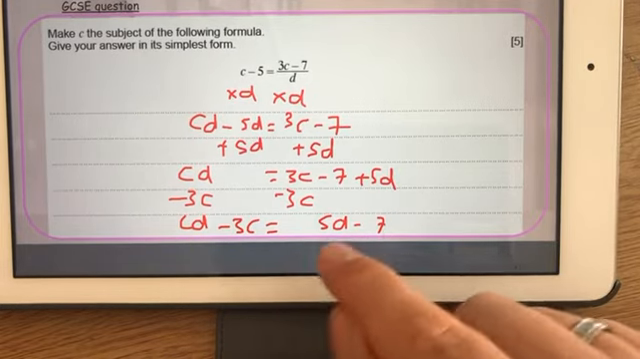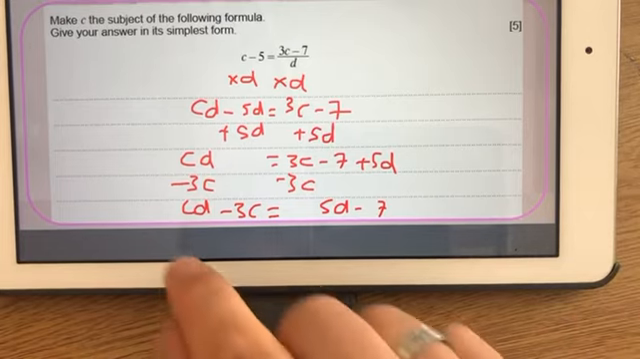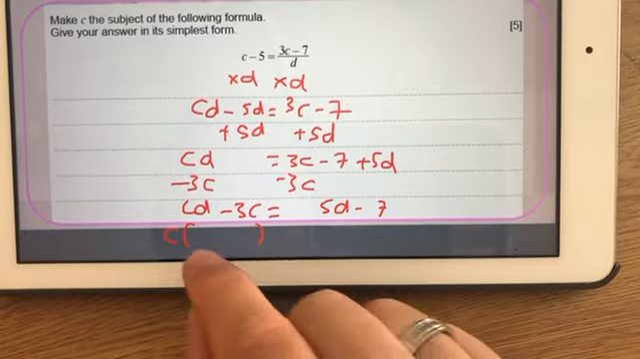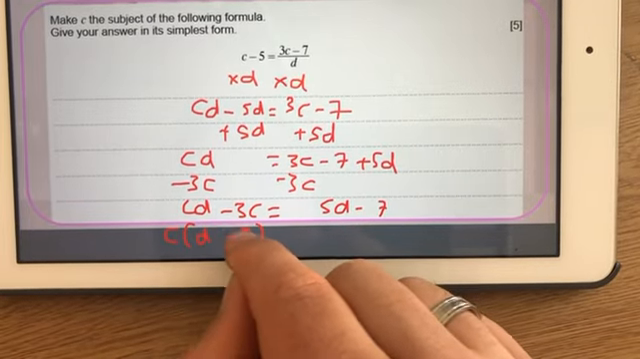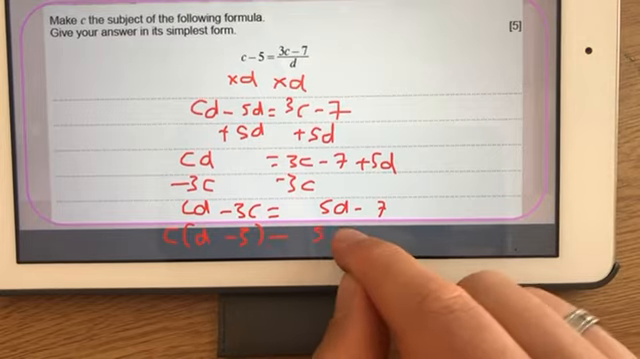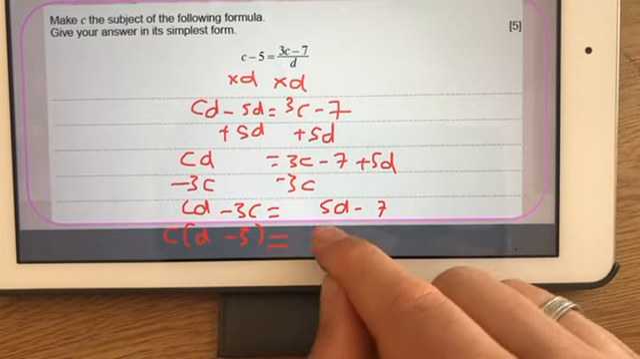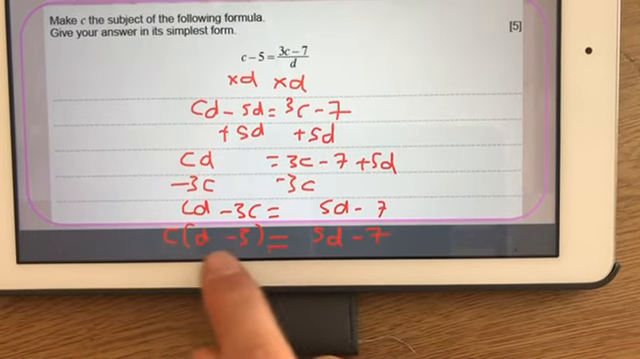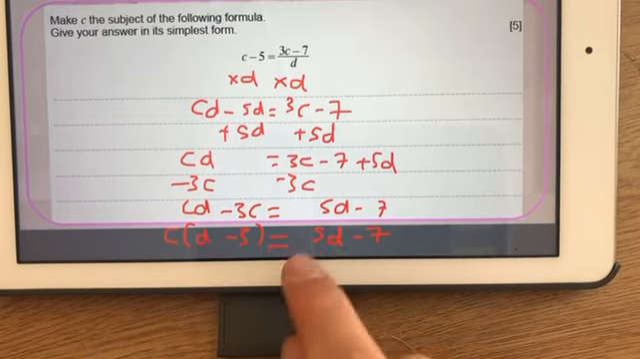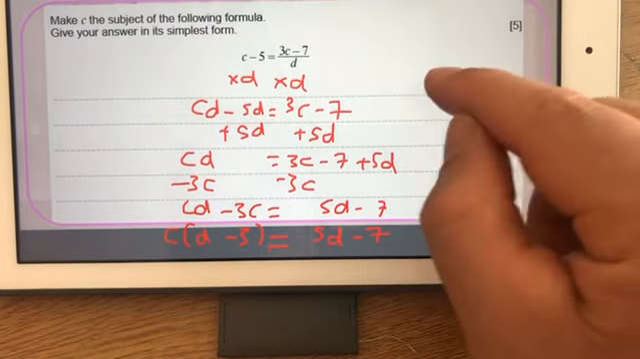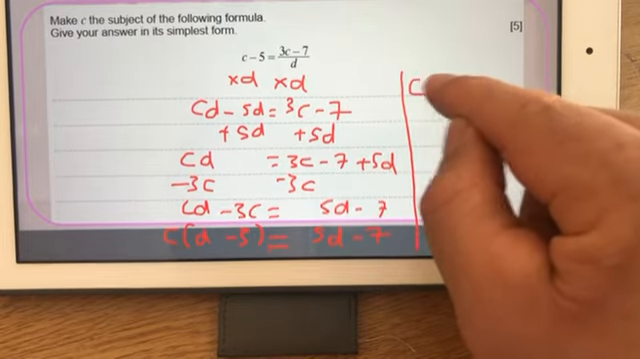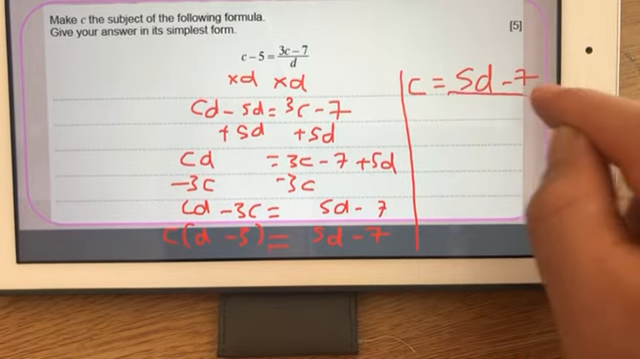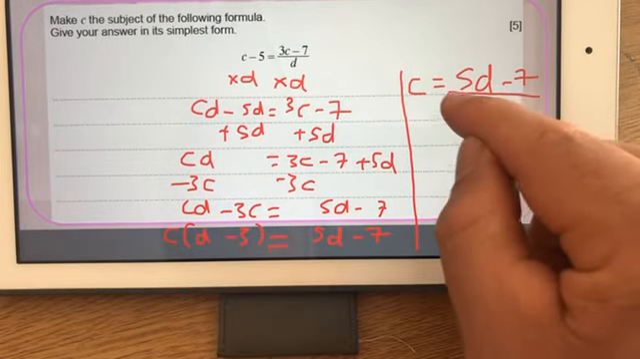Once we're there, exactly the same as I showed you a second ago, I've got to take C out as a common factor. So I'm going to factorize. C comes out the front of my bracket. You're left with D take away 3 on the inside, all equal to 5D take away 7. To get our answer, we're going to divide both sides by D take away 3, this bracket, and that'll put it on the bottom over here. So I'll end up with an answer of C equals 5D minus 7, all divided by D take away 3.